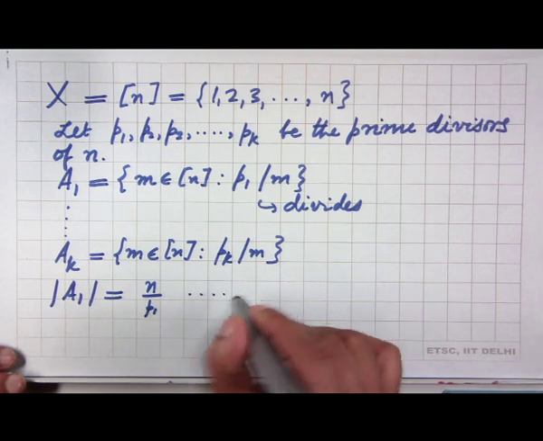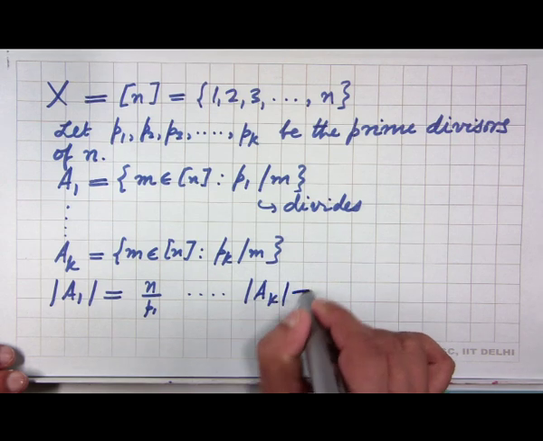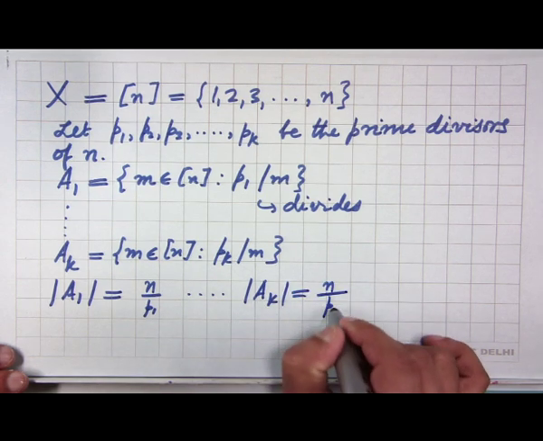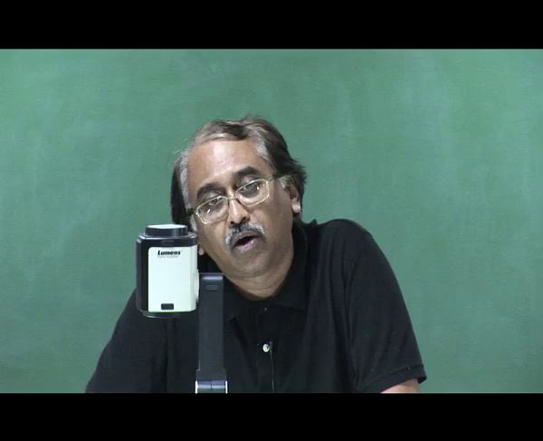In much the same manner, the number of elements in AK will be n over pk. Notice an intrinsic difference in this problem from the other two, which is why I'm doing this later. In each of the previous two problems, the size of the sets AI were the same. In fact, the size of the sets AI intersection AJ were the same. So it didn't matter whether you were counting A1 or A2 or A3 or AK or AN. They all had the same size.